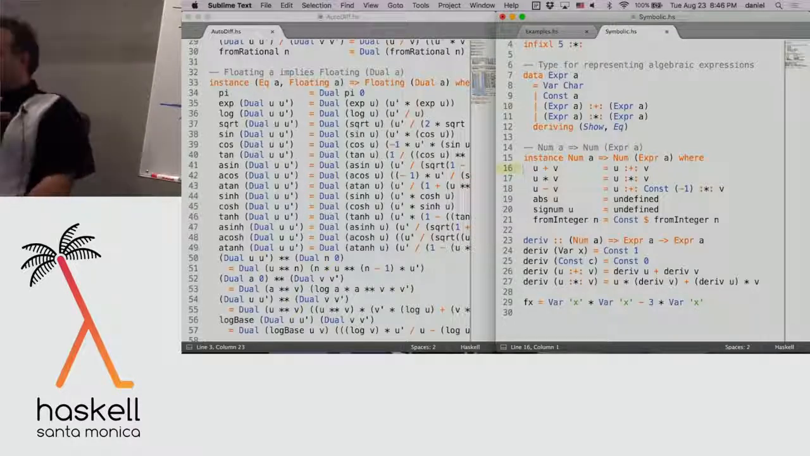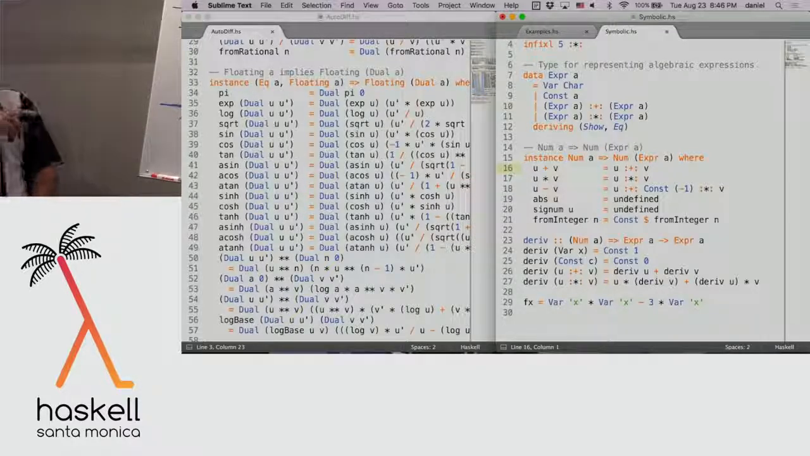Okay, let's look at this. Let's load this, and let's see it work, and then let's try that. Okay? All right, so let's just walk through this real quick.